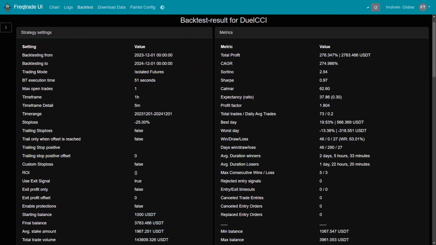We're going to use Freqtrade, an open-source platform designed specifically for crypto trading automation. If you want to see the full tutorial on how to use Freqtrade, check out the link in the description below. Now, let's take a look at the backtesting results.